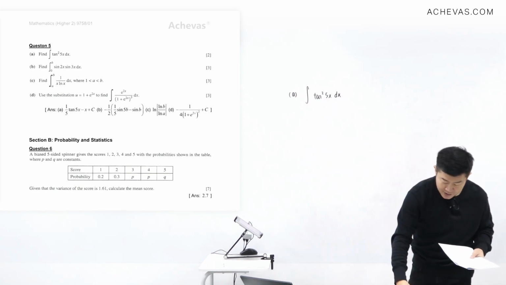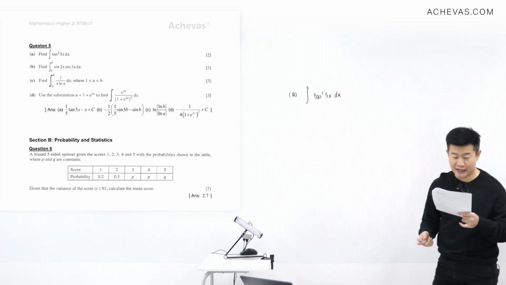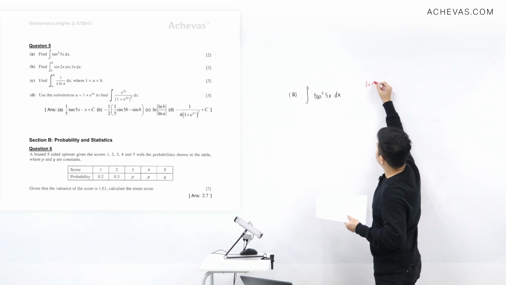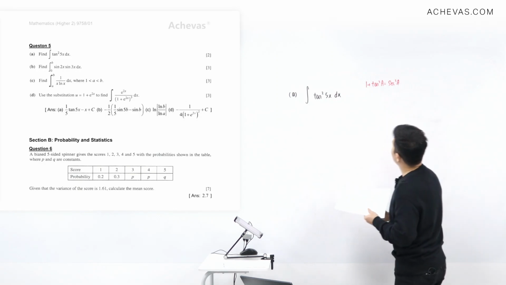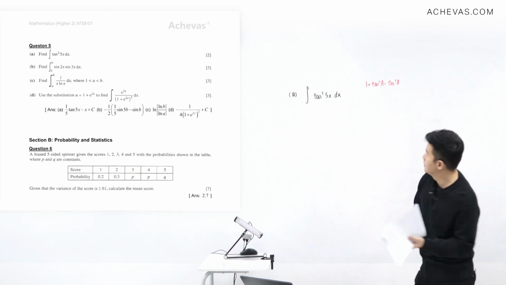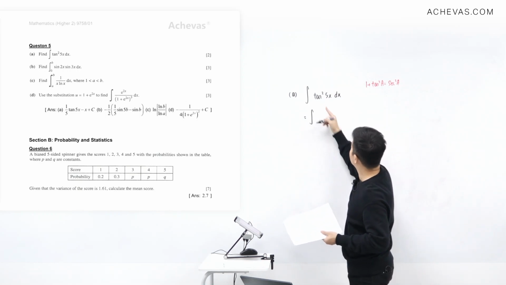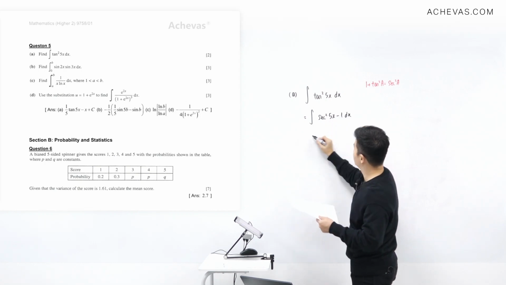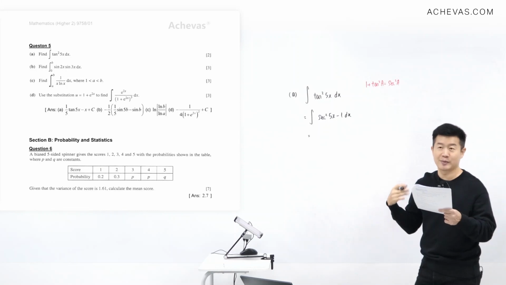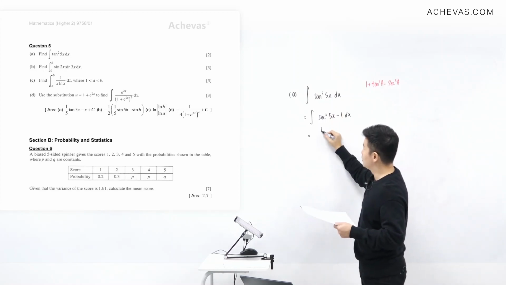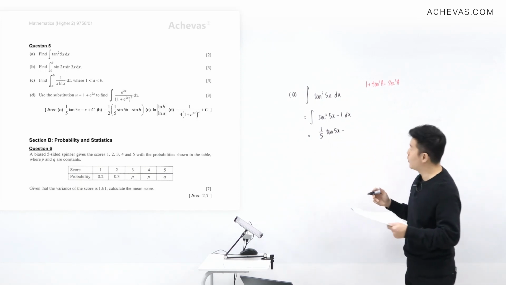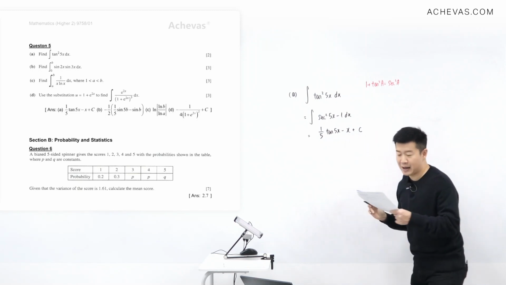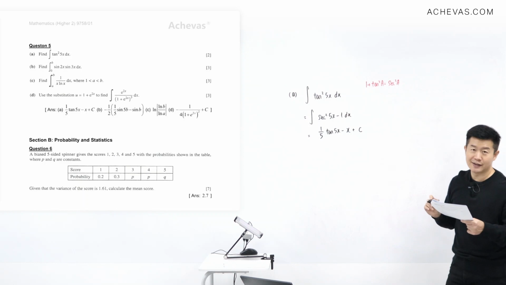To integrate this, we are going to make use of a trigonometric identity. Specifically, we have 1 plus tangent square A is equal to secant square A. So I am going to make use of this to rewrite what we have here into secant square of 5x minus 1. What is the integration of secant square? It is going to be tangent. For this 5x here, it is going to be 1 over 5 tangent 5x, minus the integration of 1, which will be x. Then let's not forget the arbitrary constant plus c. So this is part A.